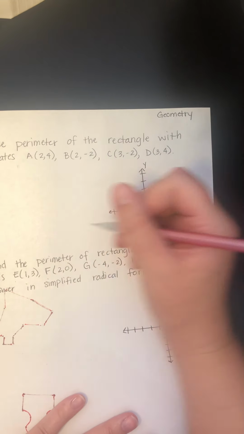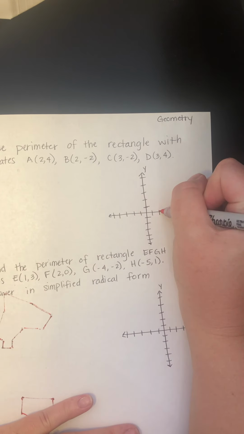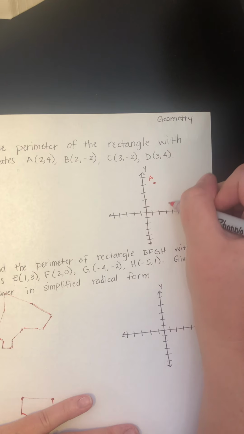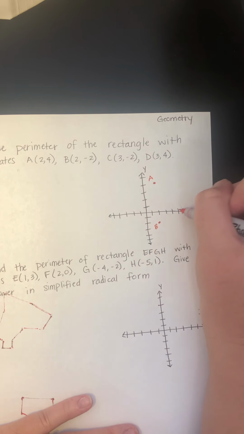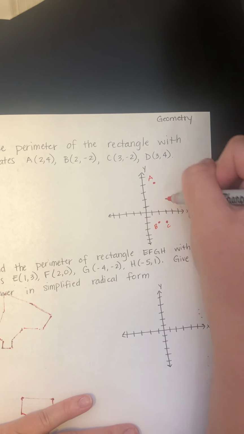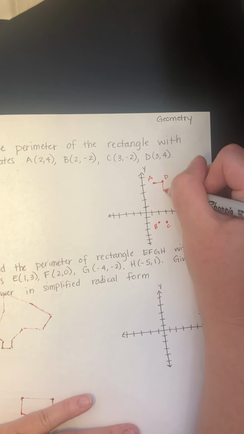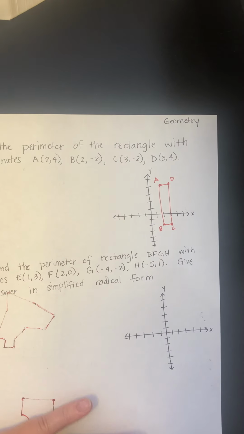So we have A is 2, 4. I'm going to use a marker. 2, 1, 2, 3, 4. B is 2, negative 2. C is 3, negative 2. And D is 3, 4. So we can connect the dots, and it looks like we have a rectangle. And that's what it said that we have.